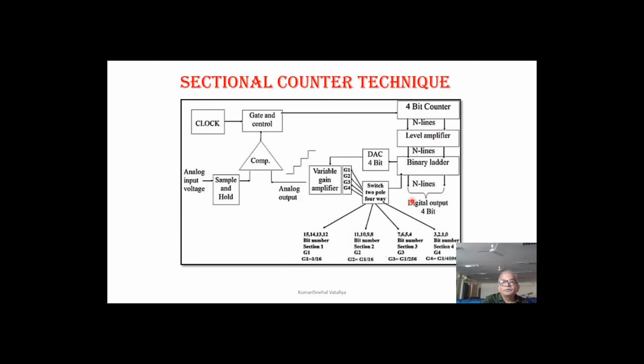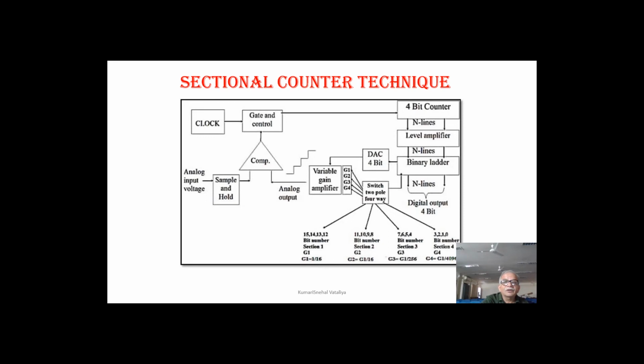Now, if you use a successive approximation technique, then 16 bits would require 16 pulses and your conversion would be possible. But this is somewhere between the successive approximation and the simple counter. So 4 times 4-bit counters. So 16 per section, and 16 into 4 is 64 pulses. So instead of 16 pulses, you require now 64 pulses.